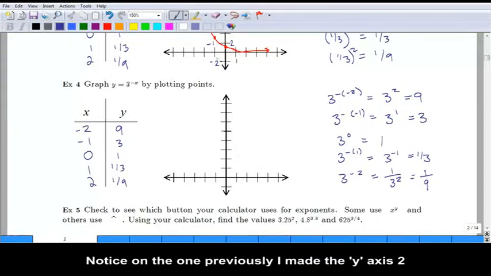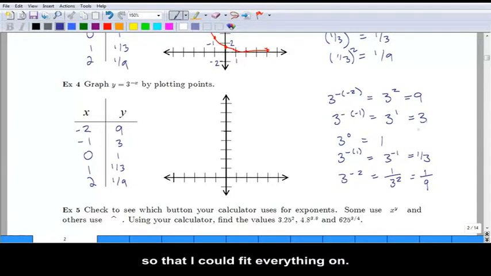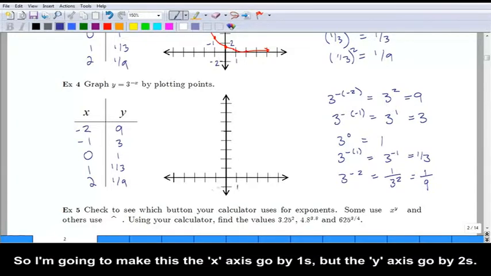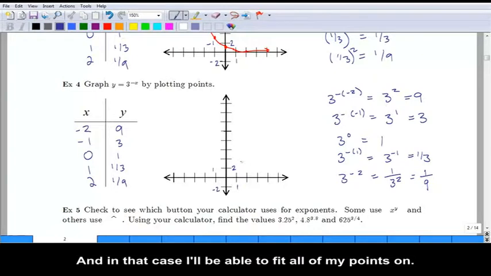we make sure to label our axis. Notice on the one previously, I made the y-axis go by 2s so that I could fit everything on. I'm going to do the same thing here, so I'm going to make the x-axis go by 1s, but the y-axis go by 2s. And in that case, I'll be able to fit all of my points on.